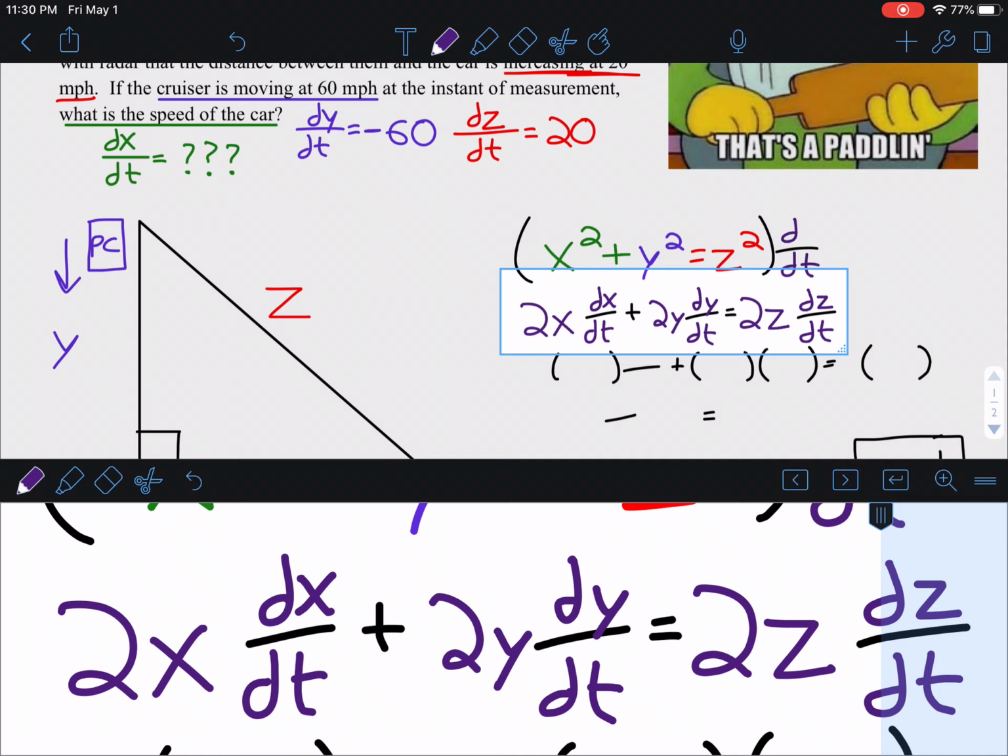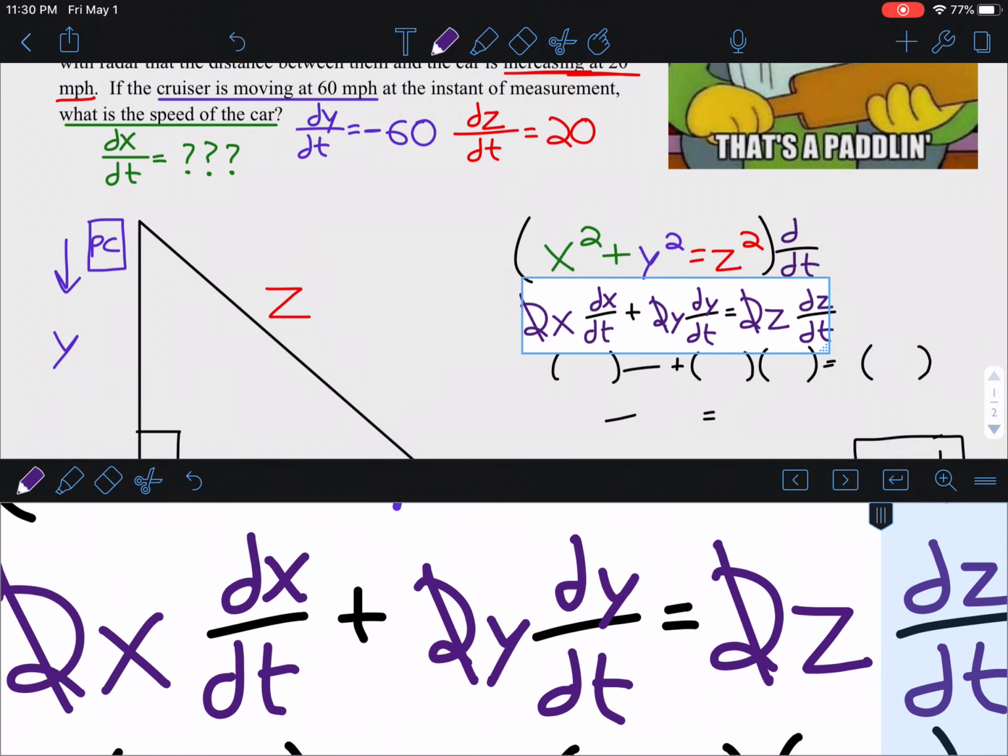And now something else really nice is going to happen here, right? I can divide out a 2 from all of this. So I'm just going to cancel out those 2's and ignore them, okay? And now we can go ahead and plug everything in. And now we haven't really talked about this yet, but what are the values of x, y, and z?